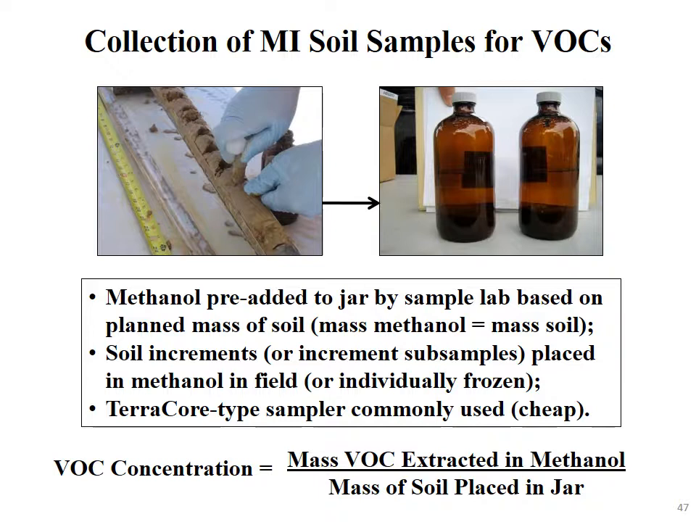They can weigh that. They'll test the methanol, and they'll measure the mass of the contaminant VOC extracted that went into the methanol. So you just take the ratio of the mass of VOC extracted in methanol divided by the mass of soil in the jar, and there's your concentration. So we have more detailed guidance in our TGM on this, and John will talk about it in the last session.